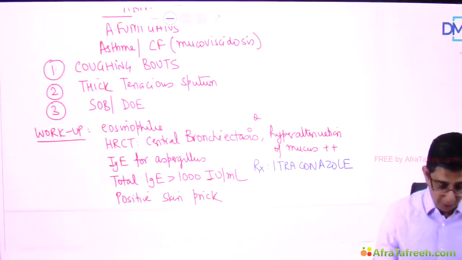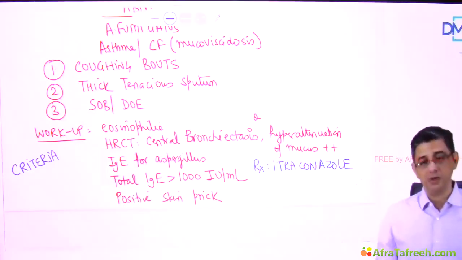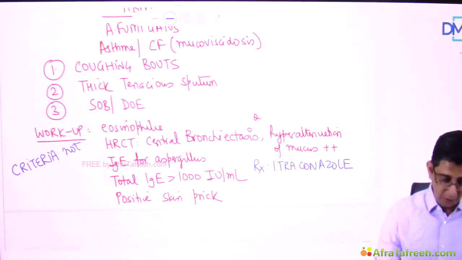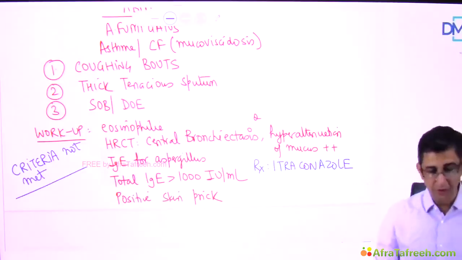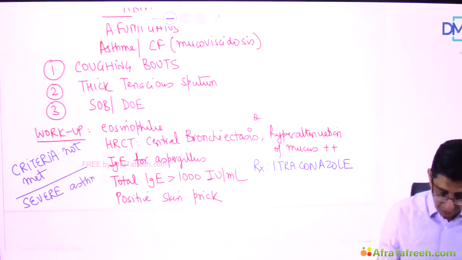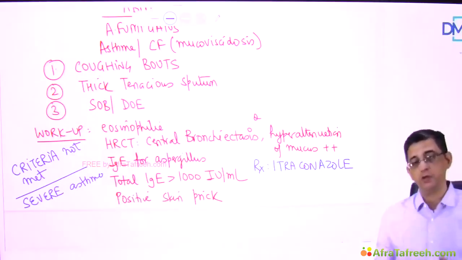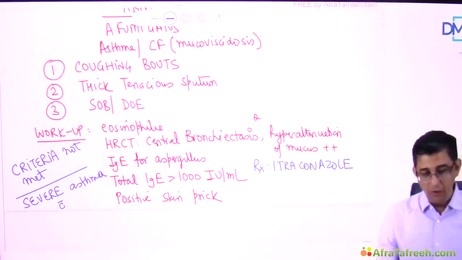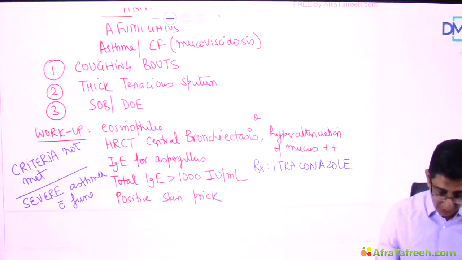I would also like you to remember that if these criteria are not met, especially if the skin test is not positive, or IgE is not more than 1000, or IgE antibody for aspergillus turns out to be plus minus, then the diagnosis of the patient is called SAFS, a very peculiar term. Severe asthma, because the history would be very much there, no coughing bouts in the patient, no thick tenacious sputum plugs in the patient. So it is severe asthma with fungal sensitization, that is SAFS.